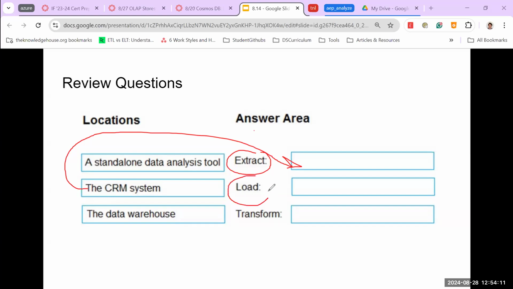Next up, where do we load the data? To be loaded in a data warehouse or in a data analysis tool? The answer is going to be we load our data in a data warehouse. And finally, where do we transform our data? That's going to be inside of a data analysis tool.